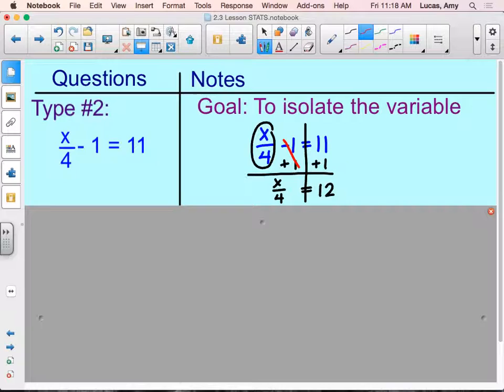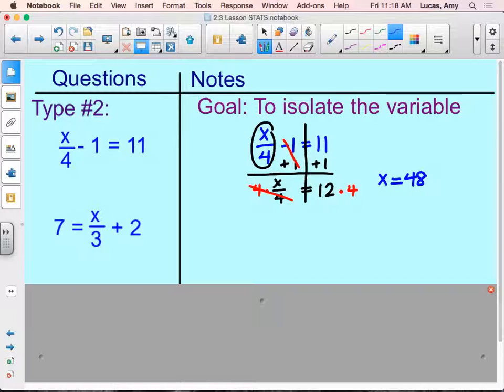So x is being divided by 4. That means to solve this, I'm going to have to multiply both sides by 4. Remember, when your variable is being divided by something, when it looks like a fraction, the inverse of dividing is multiplying. So if I multiply by 4 on both sides, 12 times 4 is 48.